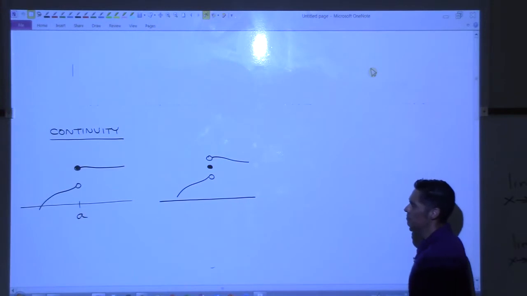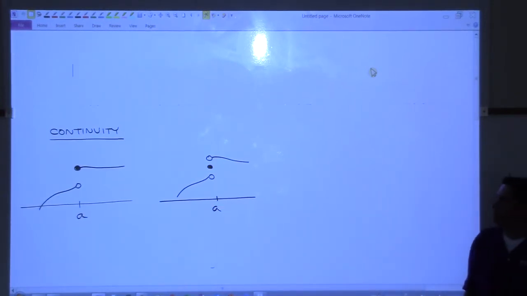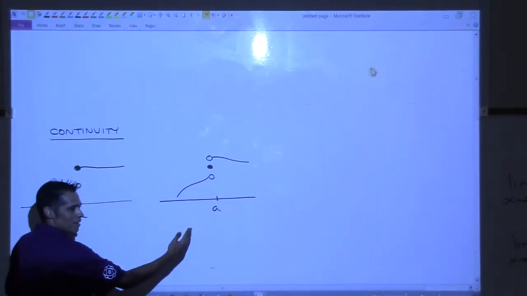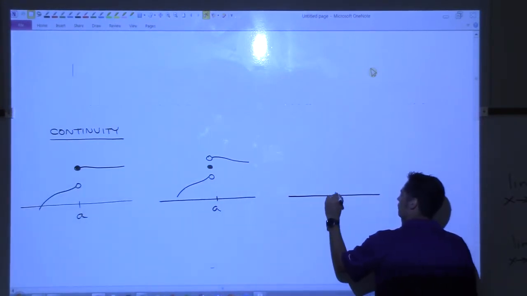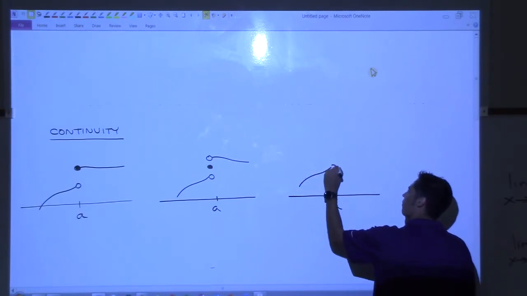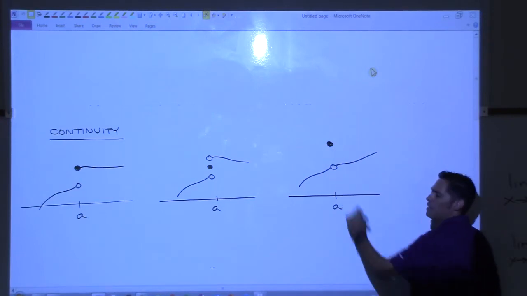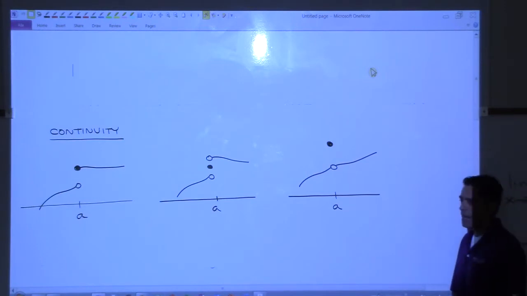Left-hand limit exist at A? Yes. Right-hand limit exist at A? Yes. Limit exist at A? No. Defined at A? Yes. Okay, so these are pretty much the same answers for both of these, right? Okay. Left-hand limit exist? Yes. Right-hand limit exist? Yes. Limit exist? Yes. Going to the same place. Function defined at A? Yes.